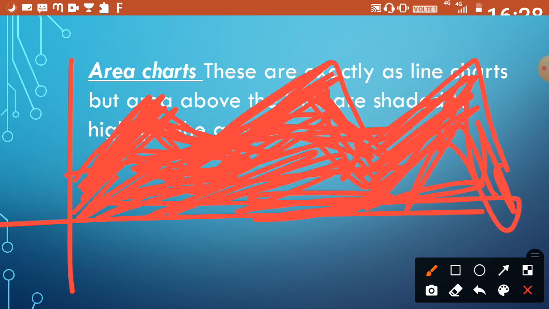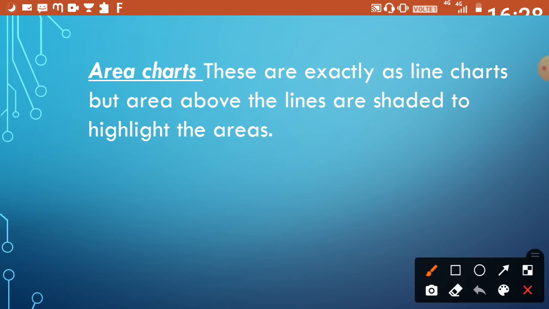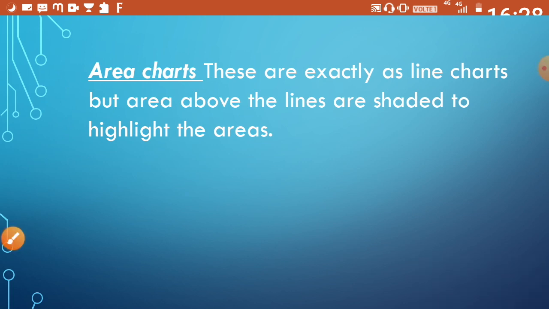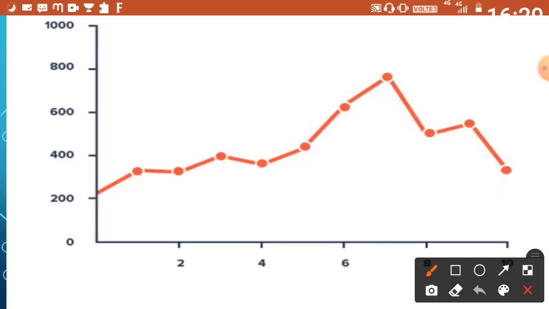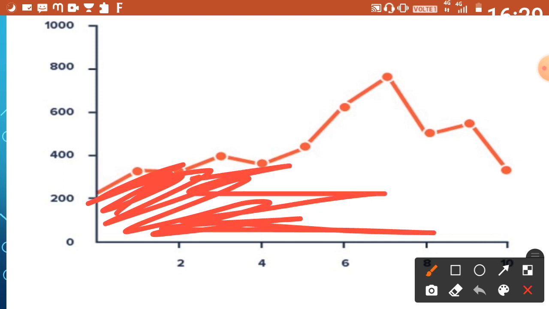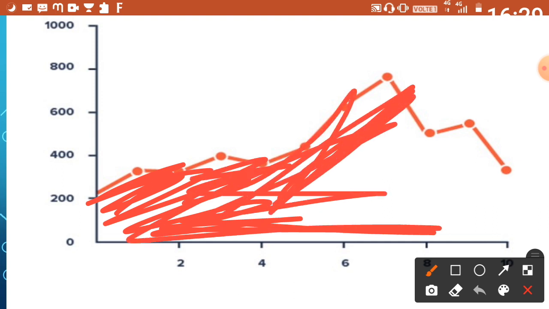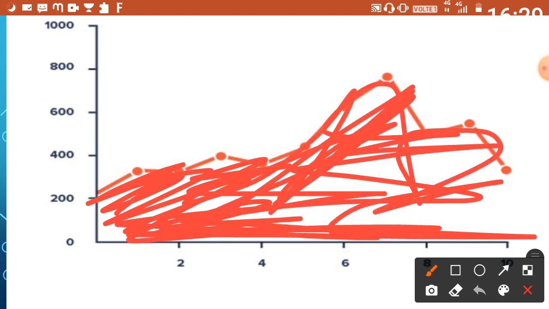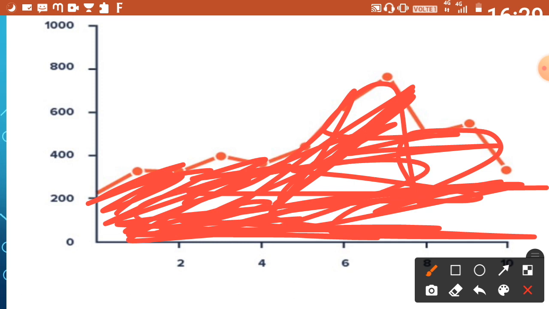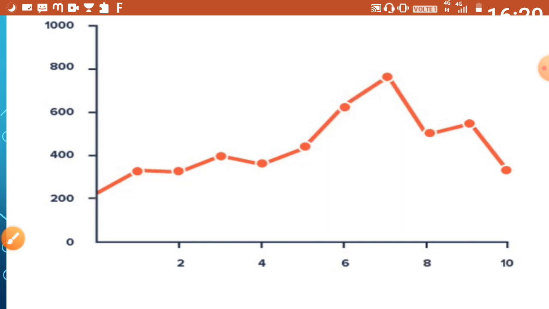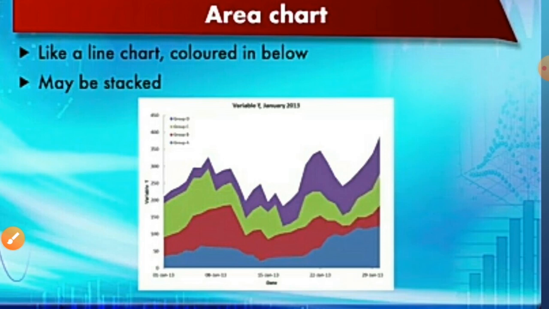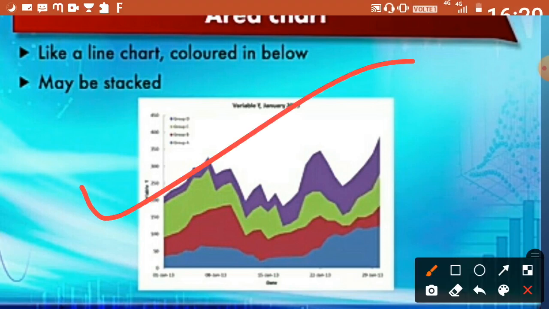Fine. One more easier example, let me tell you here. This is the line chart or line graph. What you have to do in an area chart is just color the area below the line chart. Done. This is your area chart. Let's move on. You can see how the area chart actually looks.